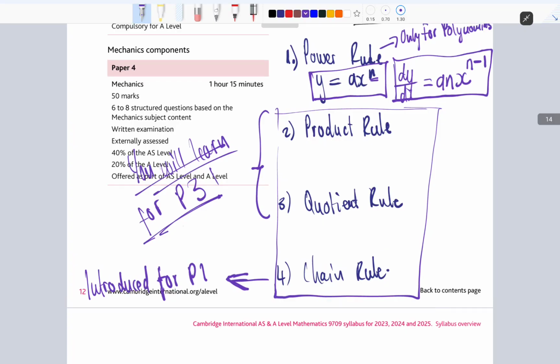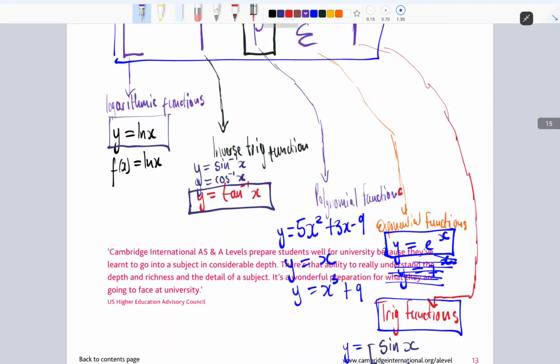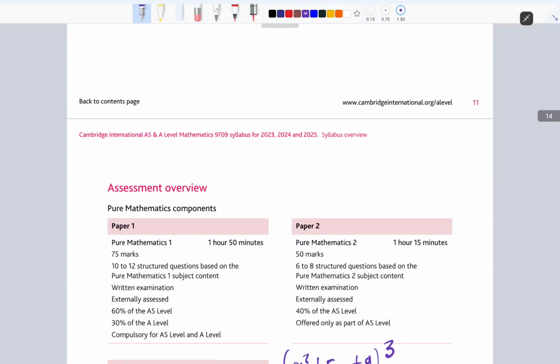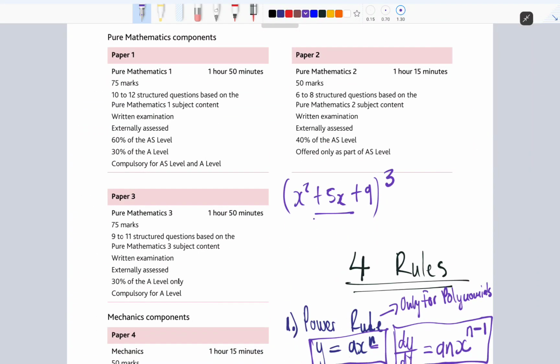For example, you can say x squared plus 5x plus 9, and you raise it to the power of 3. If I ask you, what type of a function is this? Is this a polynomial? No, it is not, because we saw the polynomials. What are the polynomials? It is this. There is no power outside. So now if I have a power outside, it is not a polynomial. So what is it? It's a composite function. You have something inside and something outside. And for this, you are going to use the chain rule.